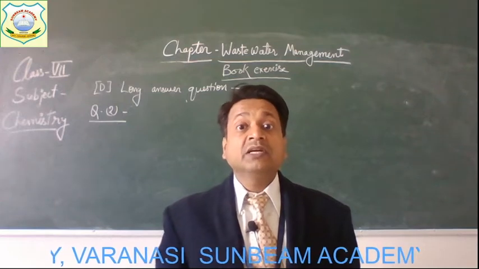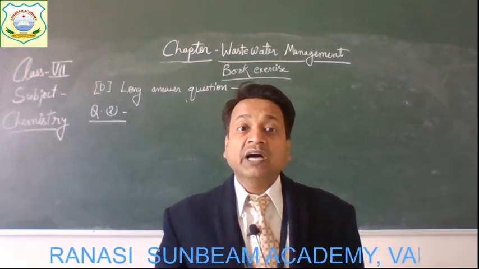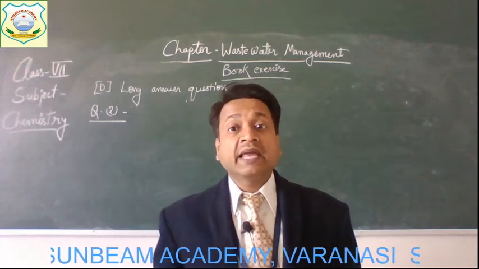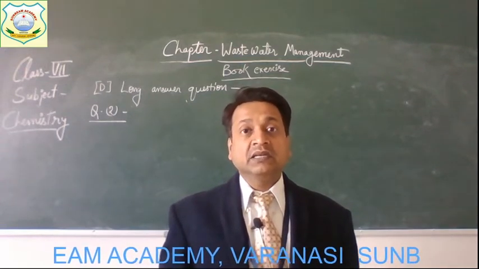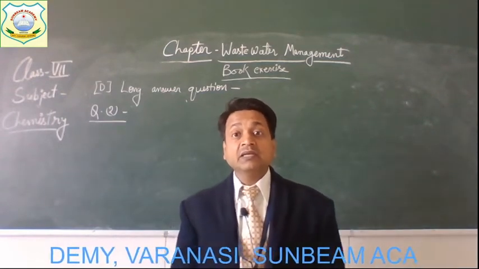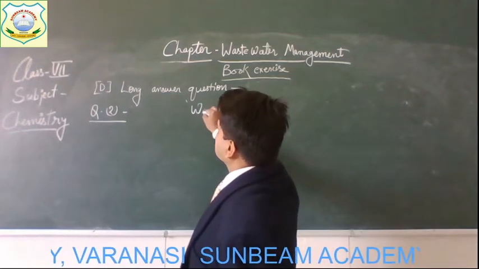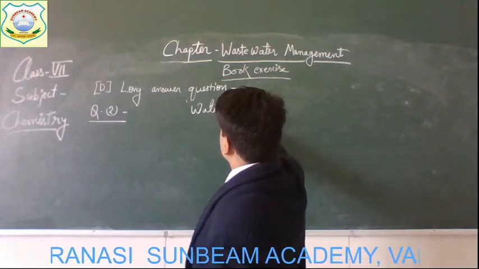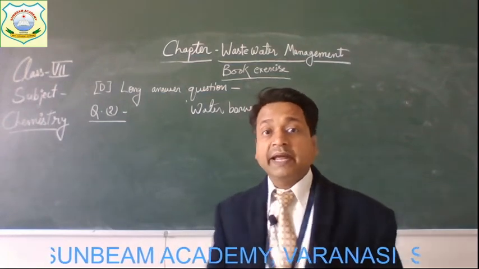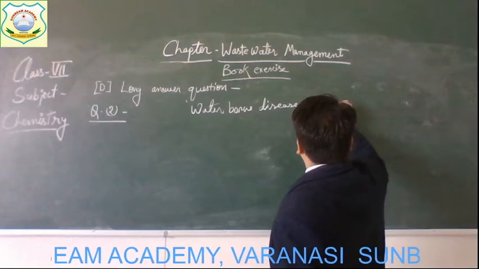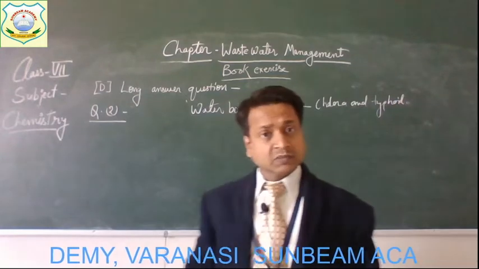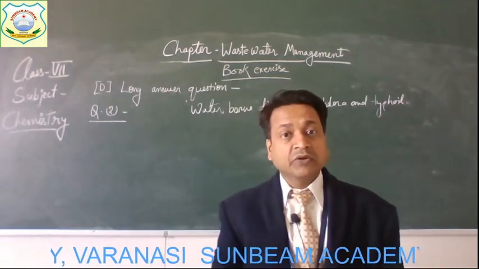And sometimes the river water and groundwater, which are sources of drinking water, get contaminated with human excreta and can spread waterborne diseases like cholera and typhoid. Get it, children? So, which kind of diseases can be spread? Waterborne diseases. And examples of such diseases are cholera and typhoid. Now come to the next question, number 3.